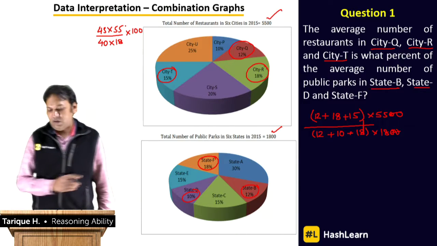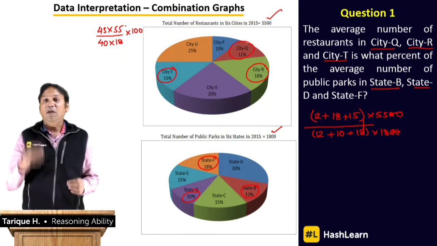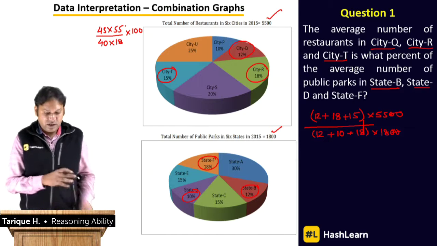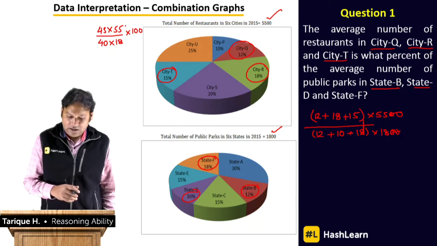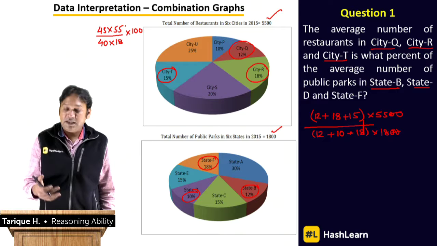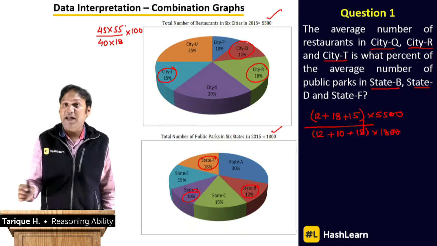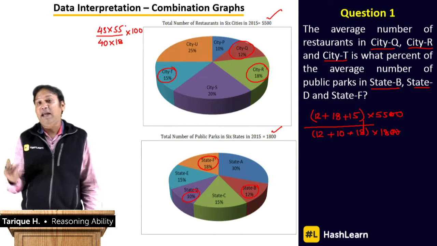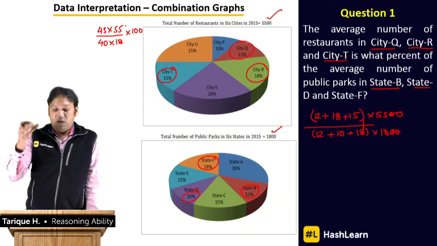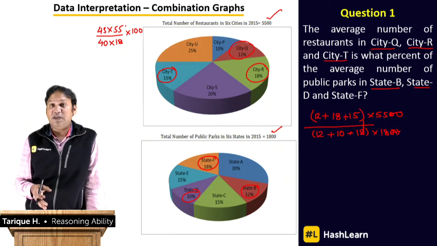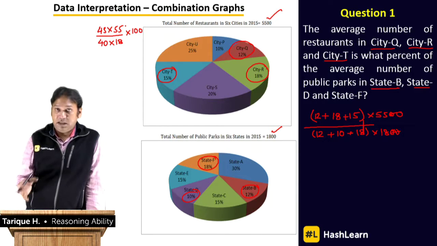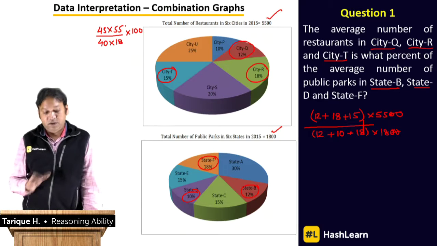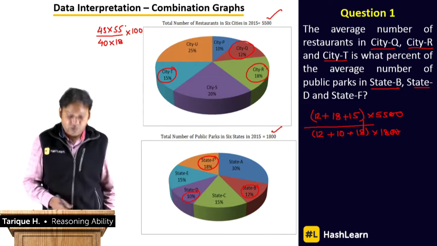Okay, so this is how you solve. You don't need to find out all the values and then start solving the question. Just start straight away and work with percentages and solve. You don't need to find the average here. If you start finding averages and then make a list of the number of restaurants in each of the 6 cities, the number of parks in each of the 6 states, and then solve the question, it is going to take a lot of time. This way is the best approach.